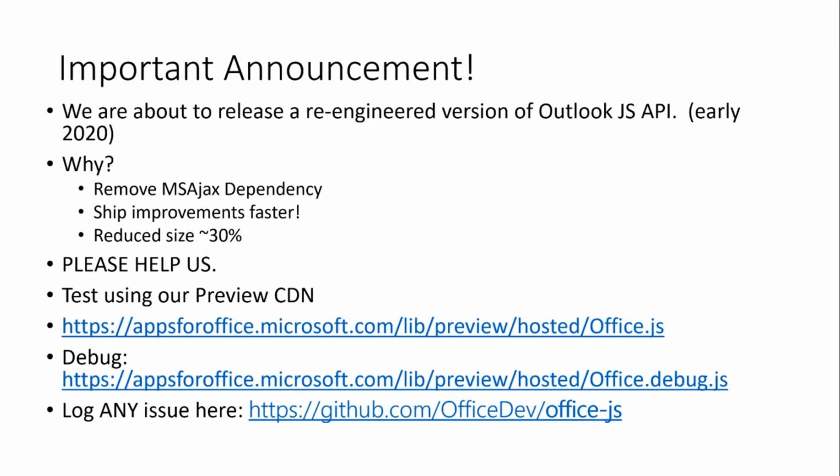We already have extensively tested in multiple platforms, but now we're asking you to help us test it. The only thing that you need to do is go to the previous CDN and change your reference for the JavaScript API to this URL. If you want to debug, use the second URL. I guess you're going to have access to this content, and if not, we're going to publish it as part of the letter. And just run your add-in.